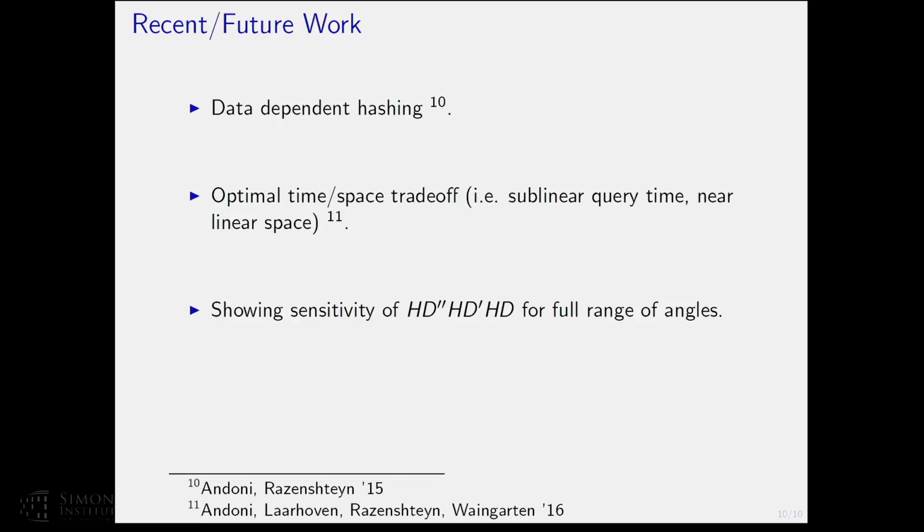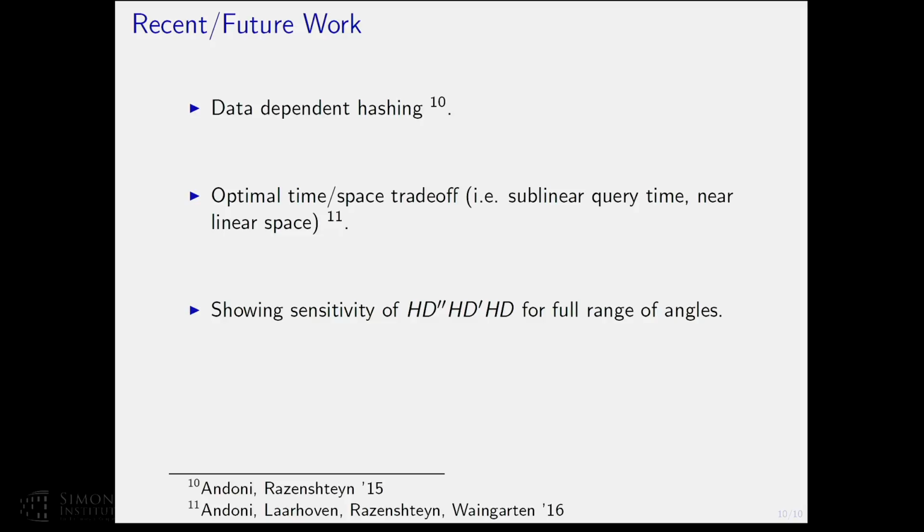OK. And then just to mention some recent work and some future directions. Our scheme is oblivious to our data set because it's just rotating and rounding. If you want to use properties of your data set, maybe there are points that are concentrated more in one area, you can intelligently create hashing schemes that exploit the structure of your data set. And these can actually perform better than the theoretical lower bounds in LSH.